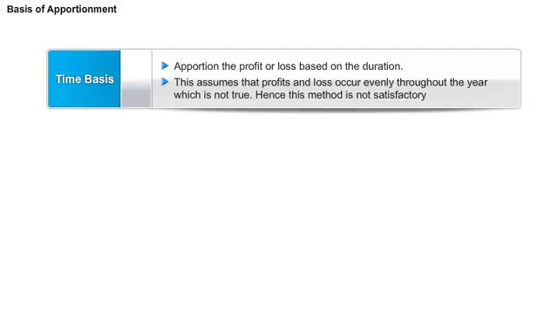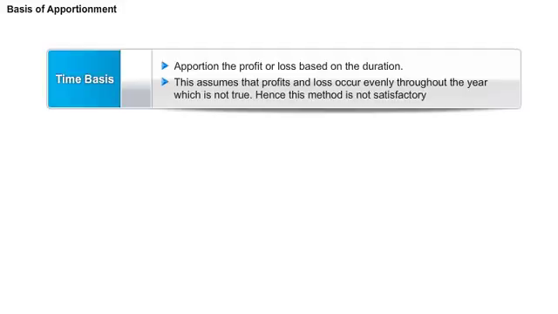One is time basis. Apportion the profit or loss based on the duration. So if in the first year, the first 4 months are pre-incorporation months and the remaining 8 months are post-incorporation months, then apportion it based on a 4:8 ratio. This assumes that profits and losses occur evenly throughout the year, which is not true. It doesn't mean that all the costs, expenses and revenues will be exactly in the ratio of 4:8. So that is why this is not 100% scientific.